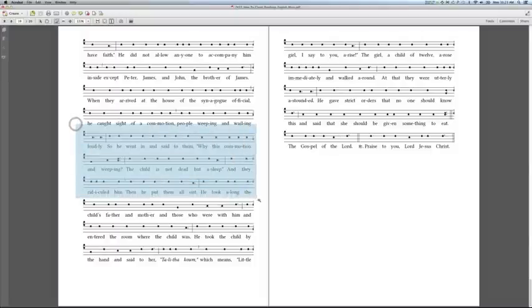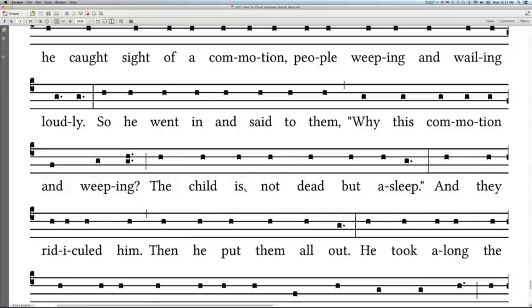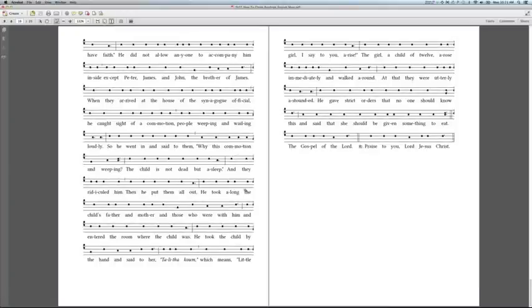Let's look at this question, see what I did with this. The question is, why this commotion and weeping? Why this commotion and weeping? So, those are the questions. You get them out of the way first, okay? Now that we've talked about the questions and those are done, we don't need to talk about those anymore.